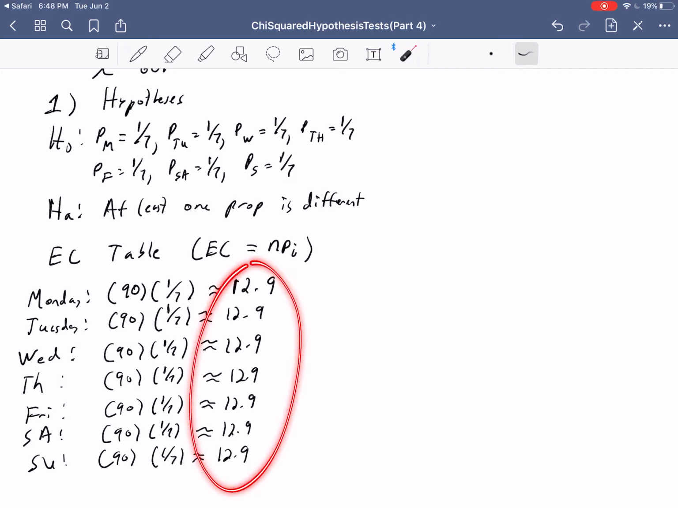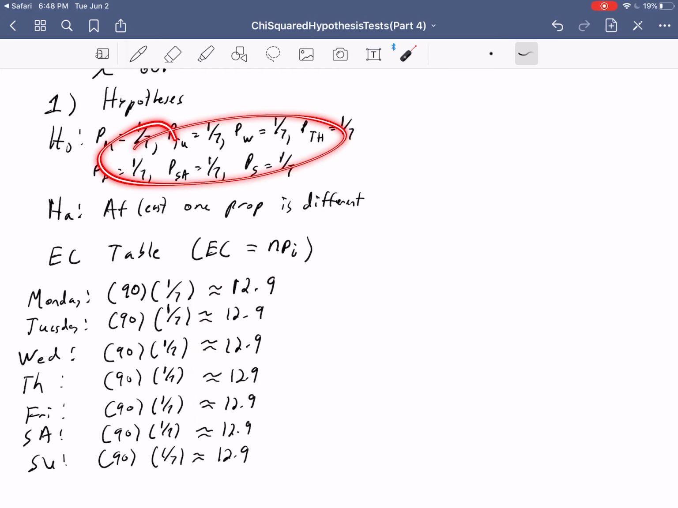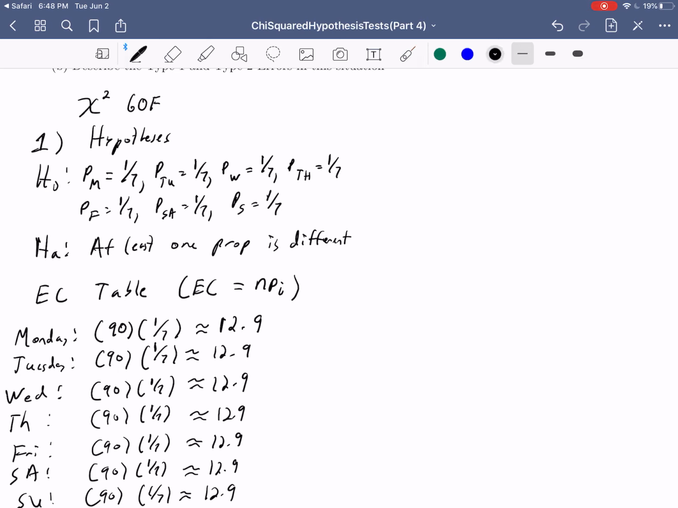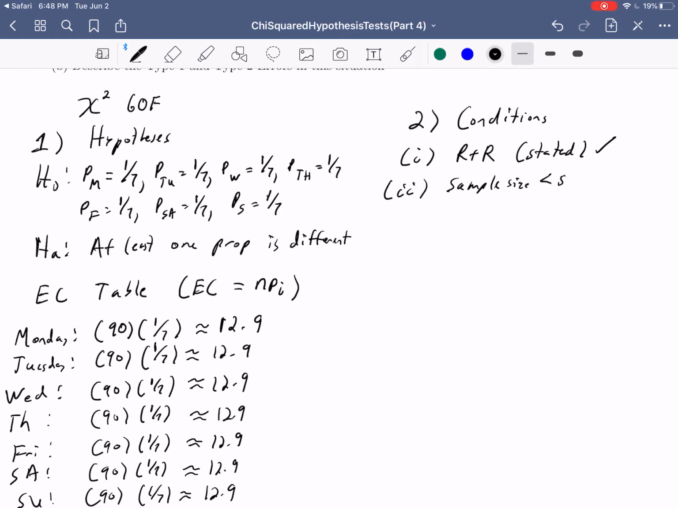So all of the expected counts are going to be the same because our null hypothesis is that it is evenly distributed. All right, let's go ahead and move on to our conditions then. For our conditions, first one, random and representative. Well, that was stated, so we're all good there. Then we need to make sure that our sample size is less than 5% of our population size.